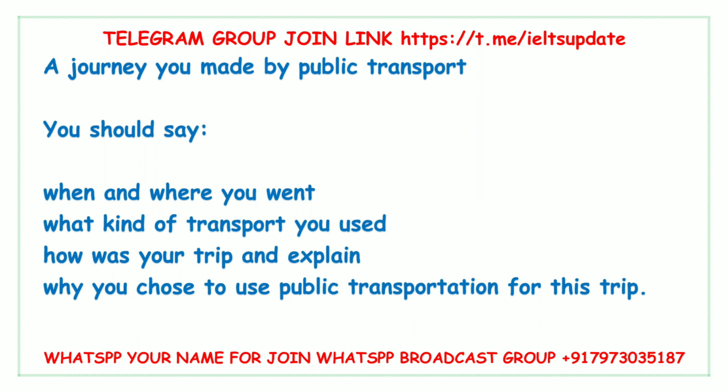Next is a journey you made by public transport. In the cue card, you should say when and where you went, the place you went, what kind of transport you used, how was your transport, and how was your trip, and why you chose to use public transport for this trip. Earlier there was a question about why you chose the car, so here it is why you chose public transport for this trip.